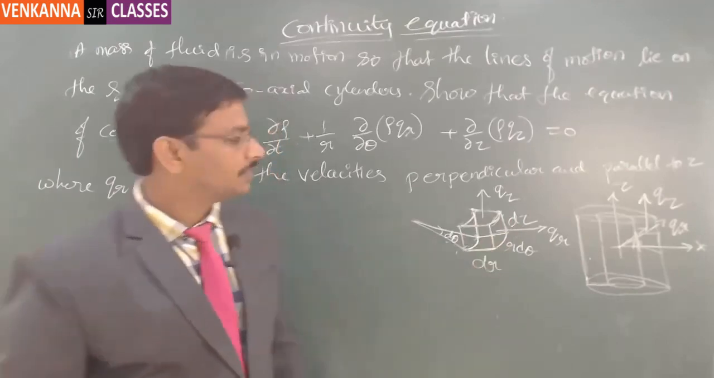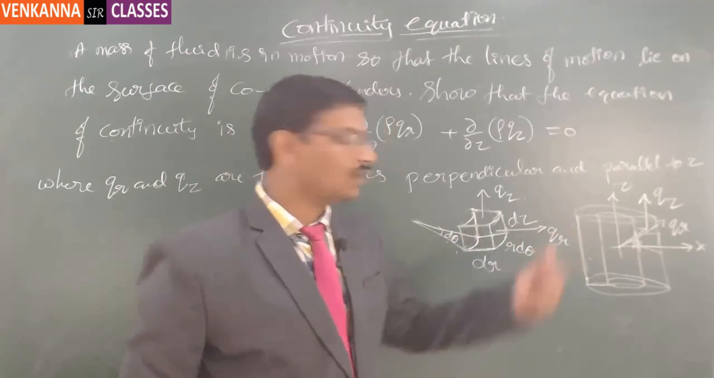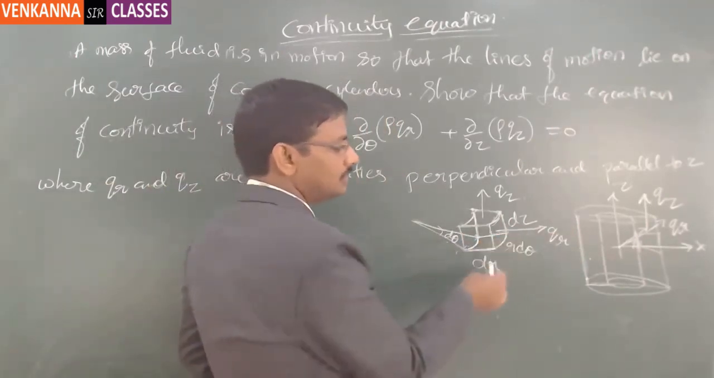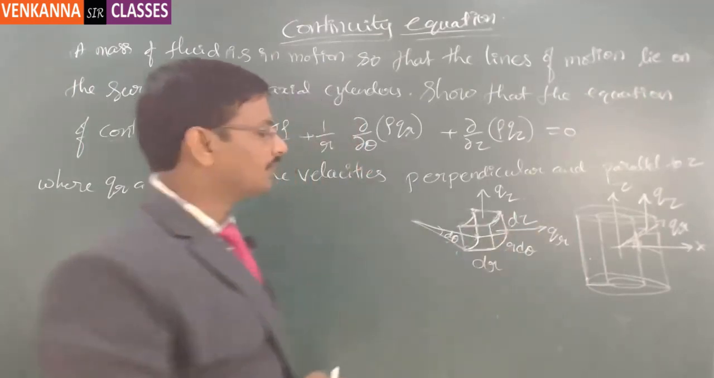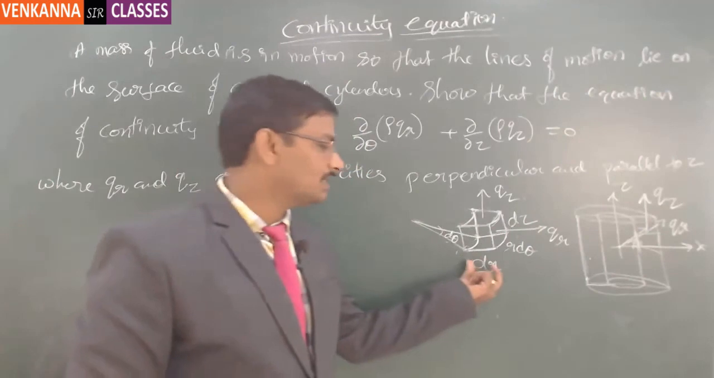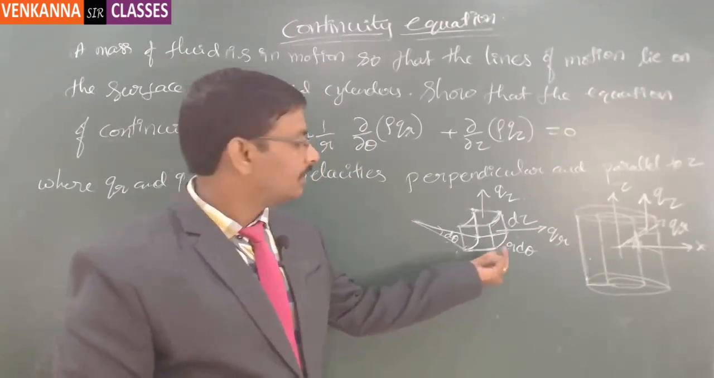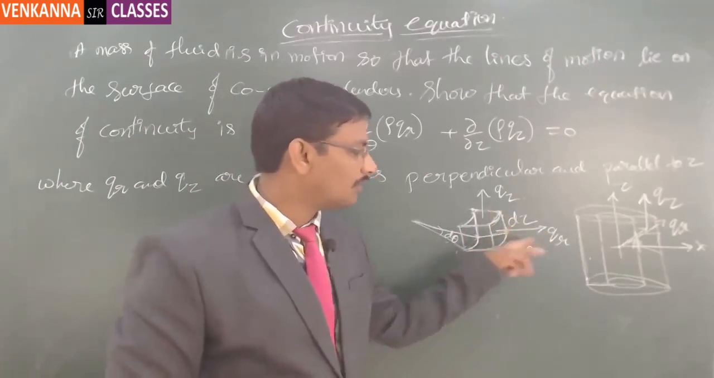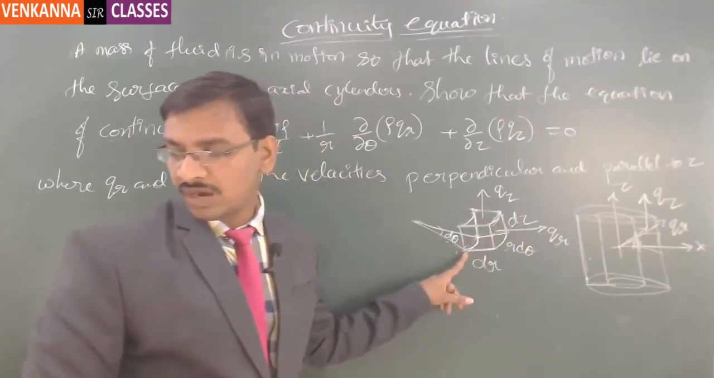If you wanted to identify the mass of the fluid that is crossing one particular surface, you can identify the rate of change. That is, r dθ into dz is the cross sectional area, and then you need to multiply this by dr, right? So dr getting multiplied by the area of cross section, and rho into the velocity in this direction. For that, you need to take the derivative with respect to r.